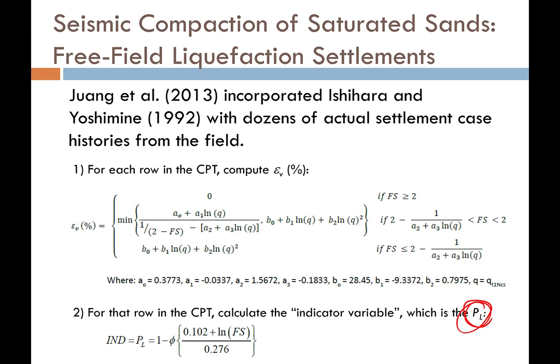If the probability of liquefaction is zero, why would we expect any liquefaction settlements to occur in that layer? If, conversely, the probability of liquefaction was equal to one, we would definitely expect settlements to occur in that layer. So the indicator variable from Zhang and others, IND, is the same thing as the probability of liquefaction, and they give it as this equation right here, which comes from an earlier paper that they published by Ku and others, estimating the probability of liquefaction from the Robertson and Wride CPT data set.